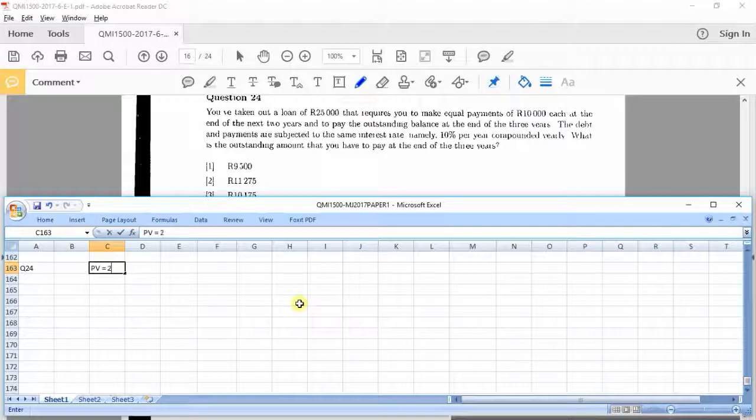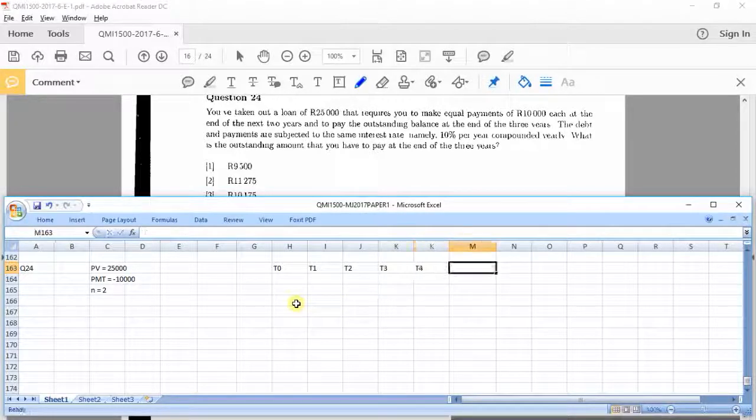Alright, 24. You've taken out a loan, PV 25,000, and it requires you to make payments, PMT, minus 10,000 each time at the end of the next 2 years. N is 2. And pay the outstanding balance at the end of the 3 years. Hold on, that doesn't make sense. Let's read it again. You've taken out a loan of 25,000 requiring equal payments of 10,000 at the end of each of 2 years.